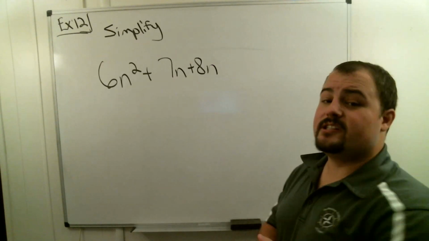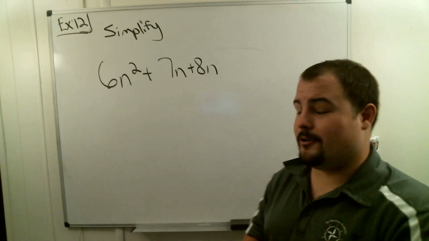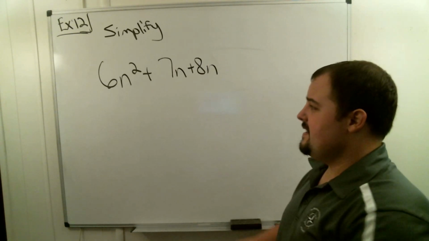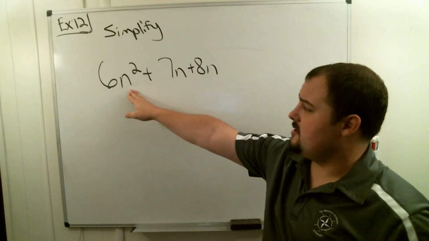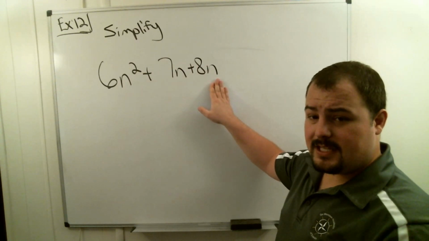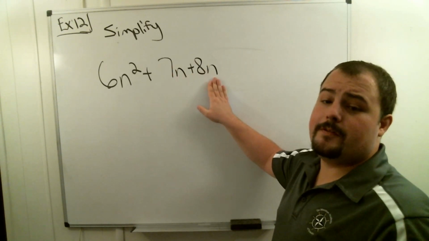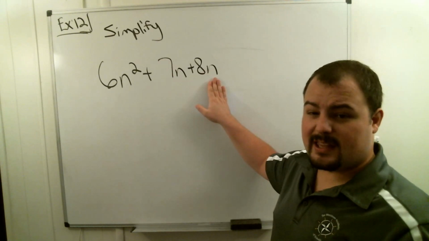Our job in this one is to simplify this problem. If you feel like you can do it on your own, go ahead, pause the video, do it on your own. I'm going to go ahead and go through this. And this, I see that this has 6n squared plus 7n's plus 8n's. What we want to do is identify the things that are the same. 7n's and 8n's both have an n, and both of those n's don't have an exponent, so they must be like the same.